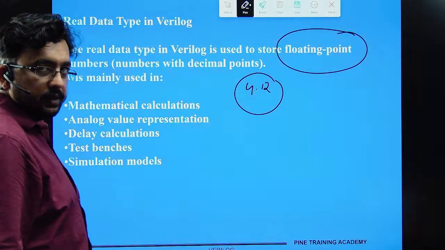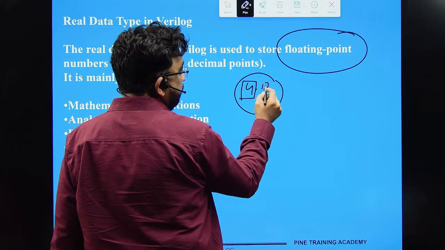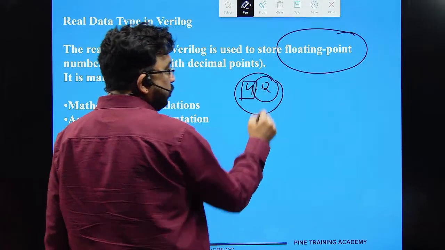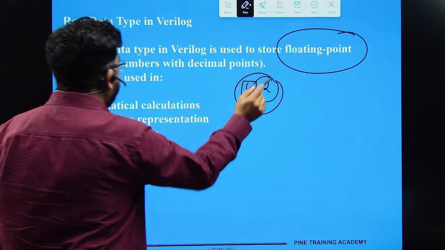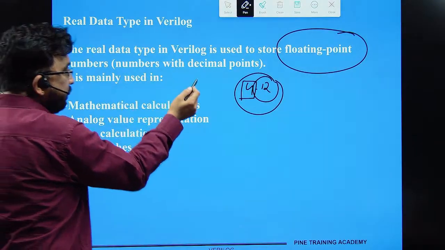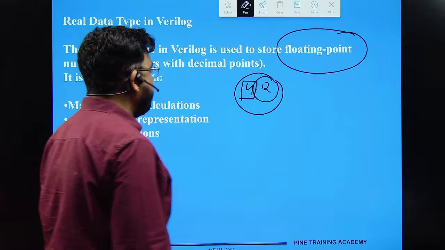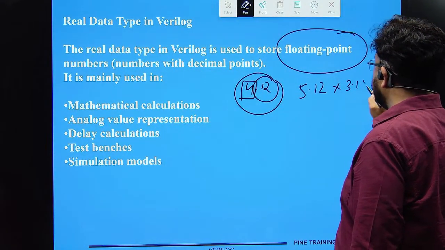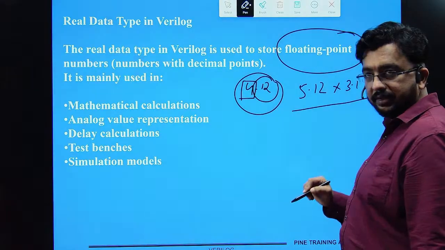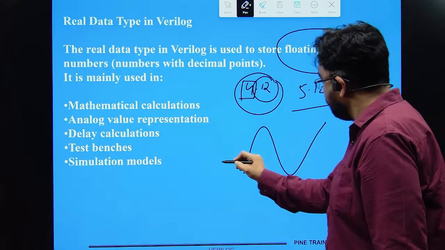Okay, right, integer will see this, but real will see this. The real data type is very useful to store floating point numbers with decimal points. It is mainly used for any calculation like 5.12 into 3.5, and any analog representation like this.